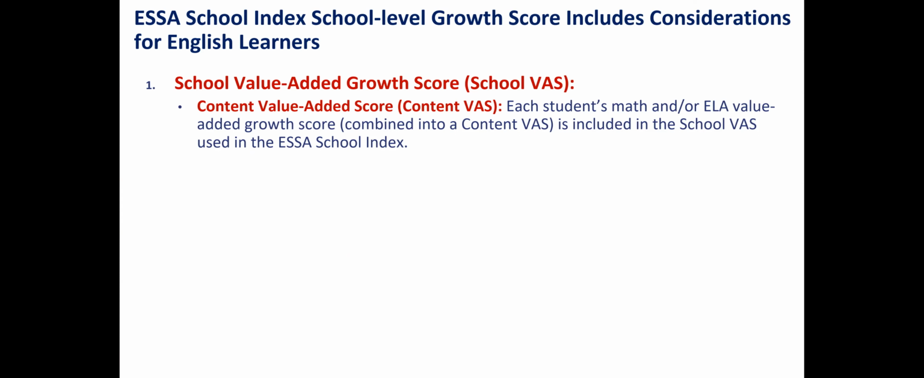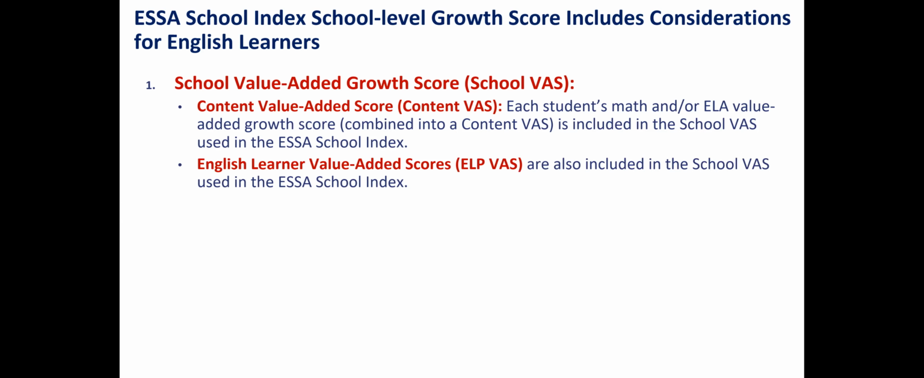Every school will have an average content value-added score. So each student's math or ELA value-added score, combined into a content score, is included in the school value-added score. We take the average of each student's content VAS, and we give the school their mean or average school value-added content score. Then we also do the same thing for the English language proficiency value-added score. So if you have English language learners in your school and they have a score history for the ELPA 21, then we are including their growth score, run the same way. And we're calculating an average English language proficiency value-added score into the full score that goes in.